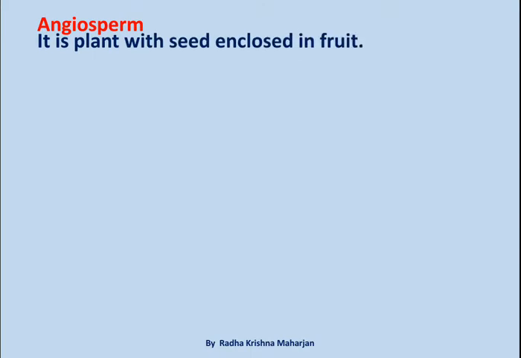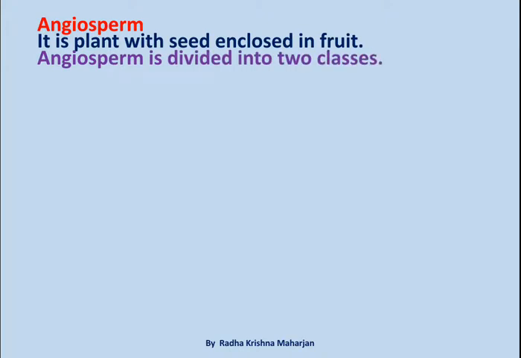Angiosperm. It is plant with seed enclosed in fruit. Angiosperm is divided into two classes: monocotyledon, dicotyledon.